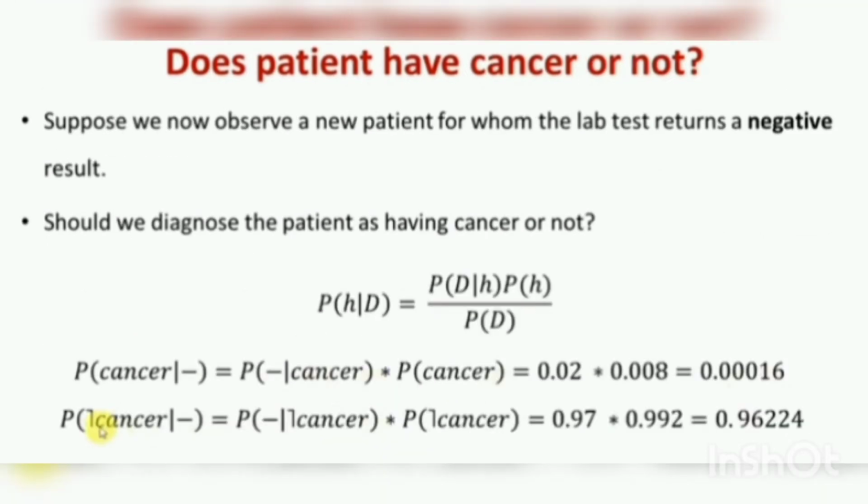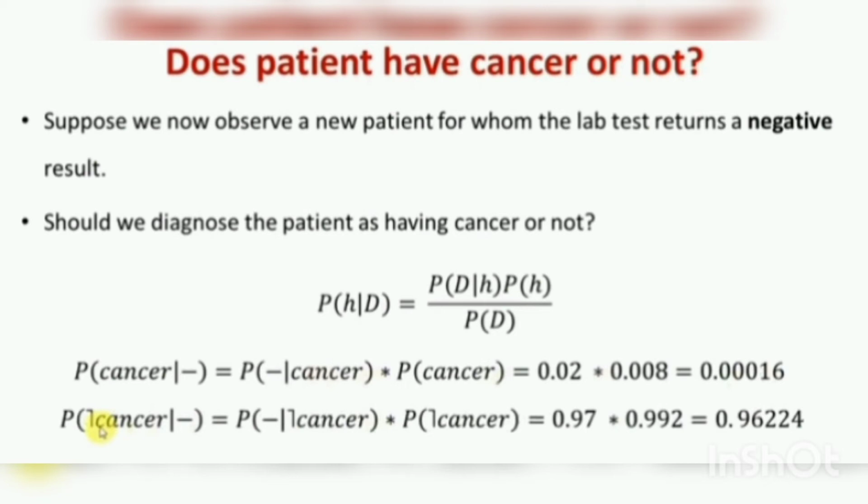Suppose we observe a new patient for whom the lab test returns a negative result. Should we diagnose the patient as having cancer or not? When the person gives the test and gets a negative report, P of H given D is equal to P of D given H, P of H divided by P of D. P of negative report given cancer into P of cancer comes to be 0.0016. P of negative report given no cancer into P of no cancer comes to be 0.96224.